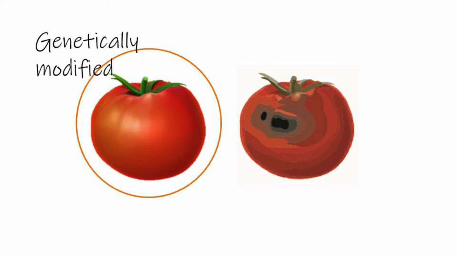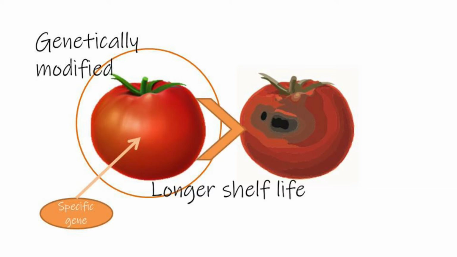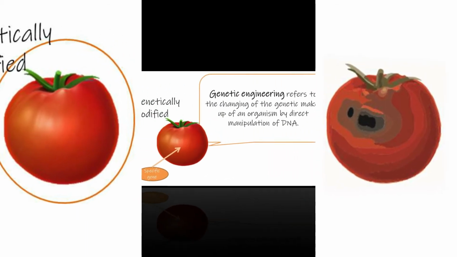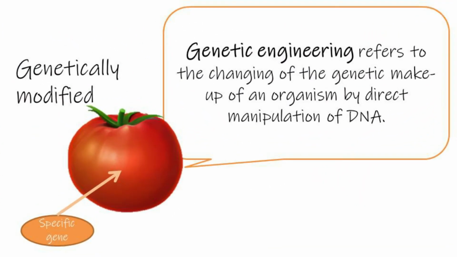The tomato on the left is actually a genetically modified tomato. Scientists introduced a specific gene into a tomato plant to slow down the ripening process of its fruits. The tomatoes produced had a longer shelf life. This tomato is a genetically modified organism. It is produced by genetic engineering. Genetic engineering refers to the changing of the genetic makeup of an organism by direct manipulation of its DNA.